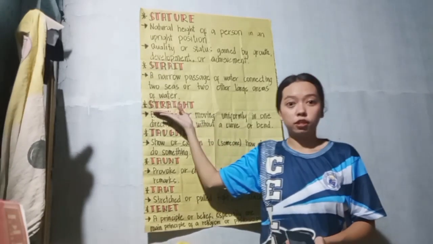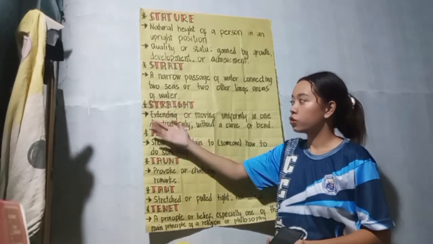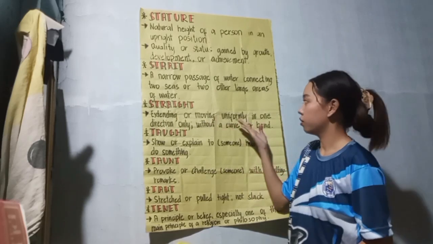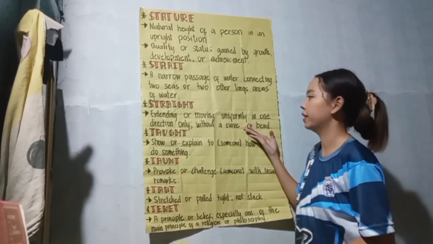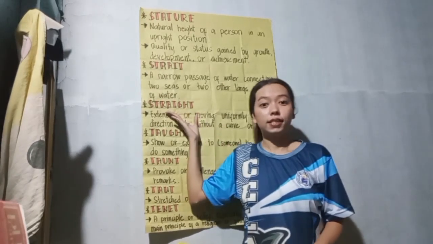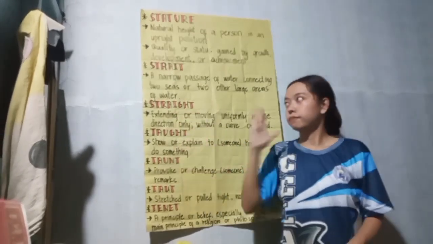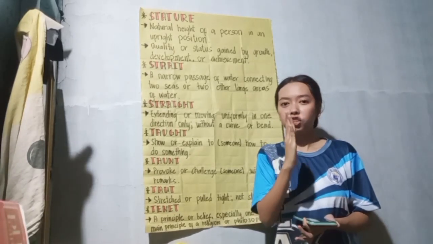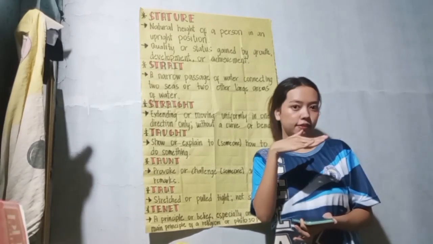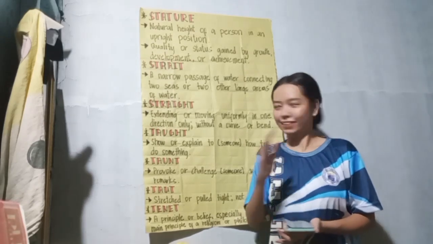So next is the straight. We are familiarized with the straight. Straight is extending or moving uniformly in one direction only without a curve or bend. So we are familiar with what is straight. Naka-line siya na straight, not bend, not curve, but straight.